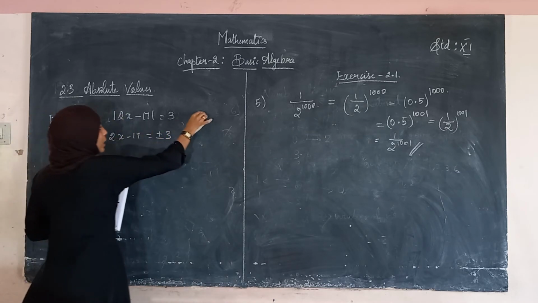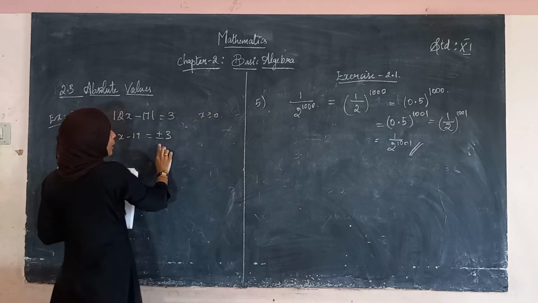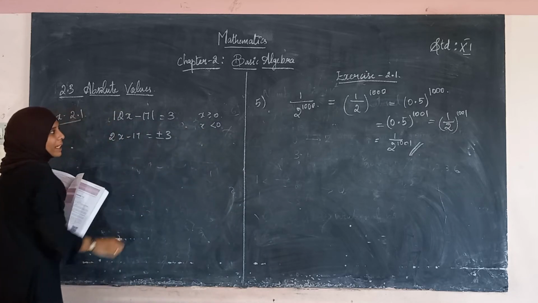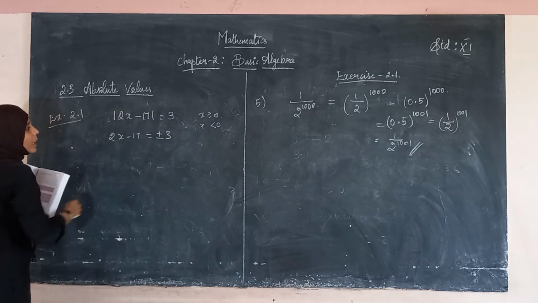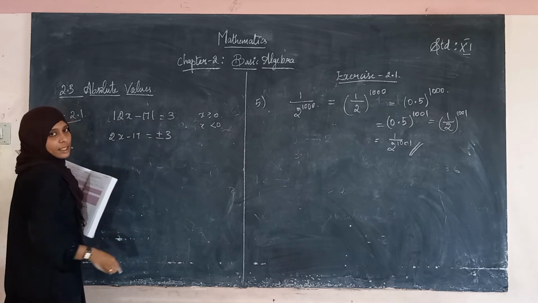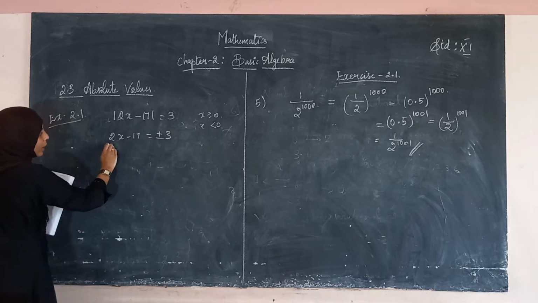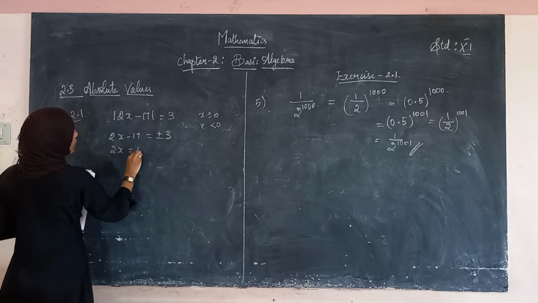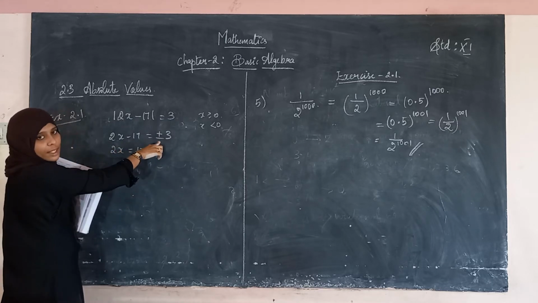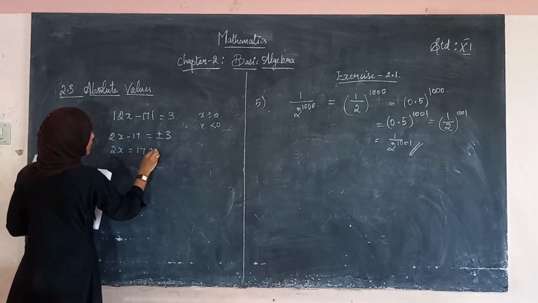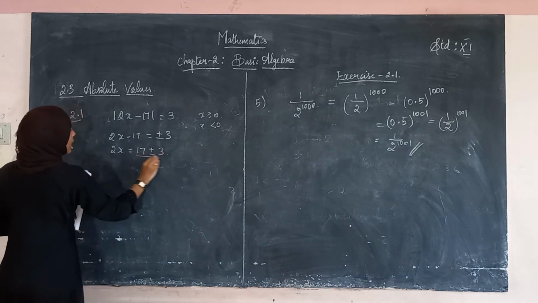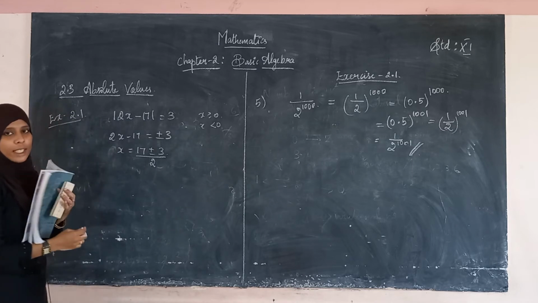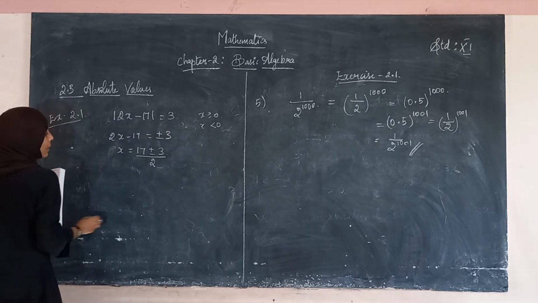If the value is greater than or equal to 0, it takes the value 3. If it is less than 0, it takes the value minus 3. Therefore, we are commonly taking plus or minus 3 and removing the absolute value. 2x minus 17 is equal to plus or minus 3. Therefore, 2x is equal to, when this minus 17 goes to the right hand side, it becomes plus 17, 17 plus or minus 3. This 2 comes here. Therefore, x is equal to 17 plus or minus 3 divided by 2.